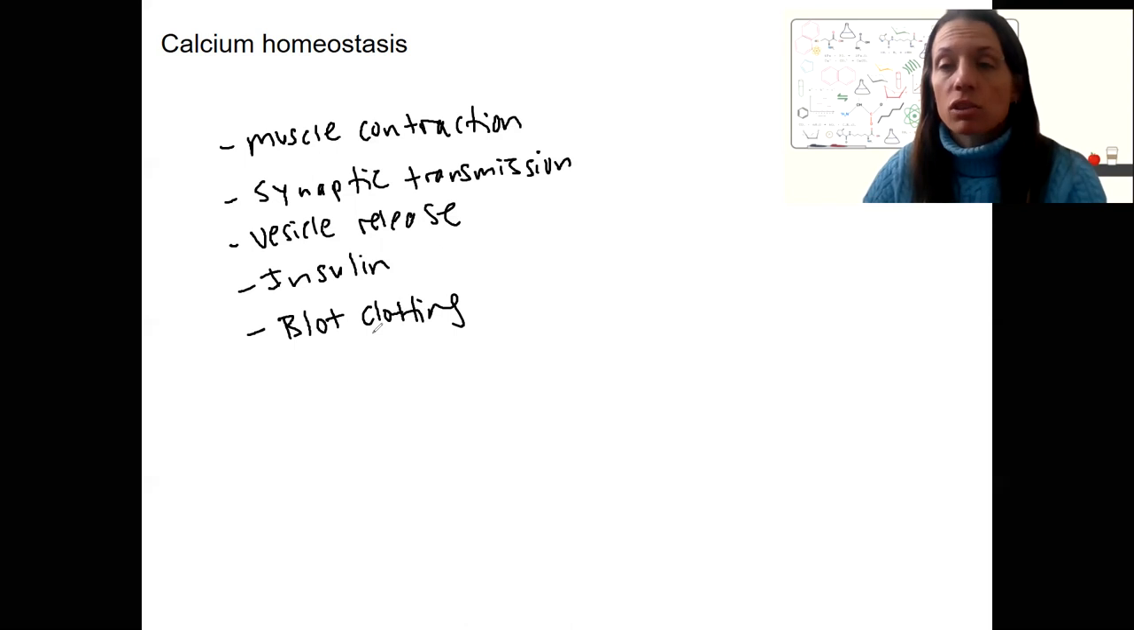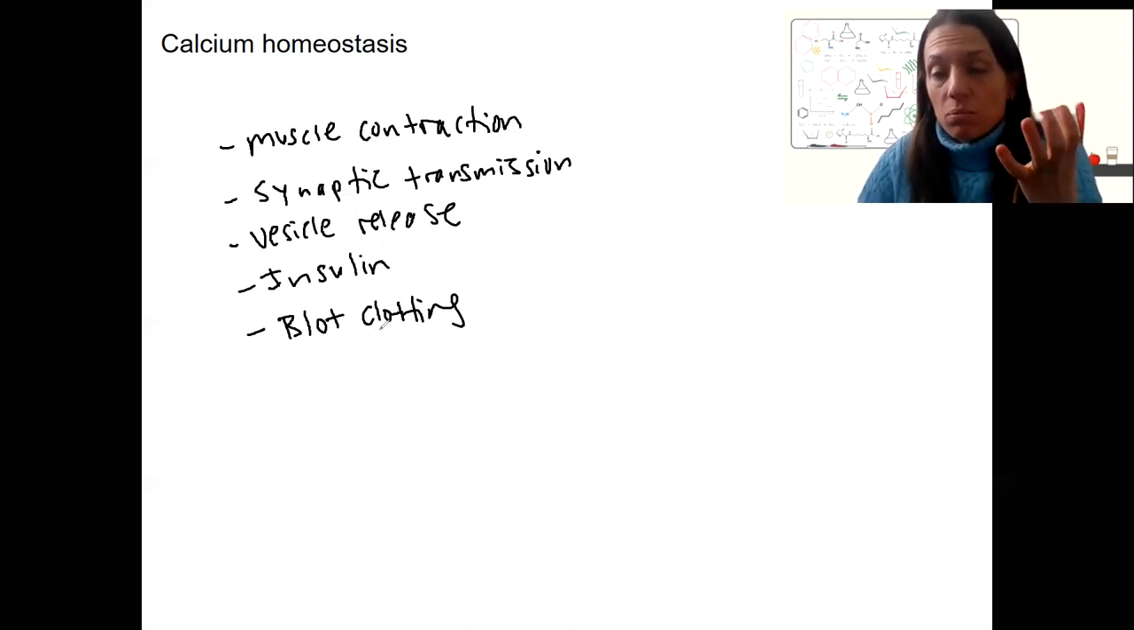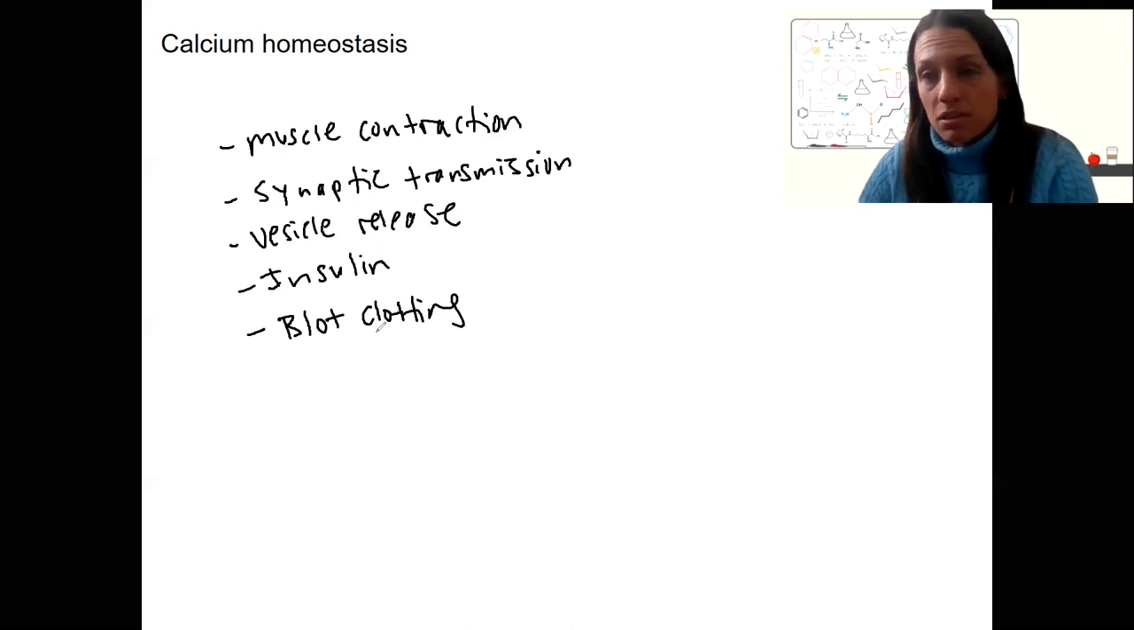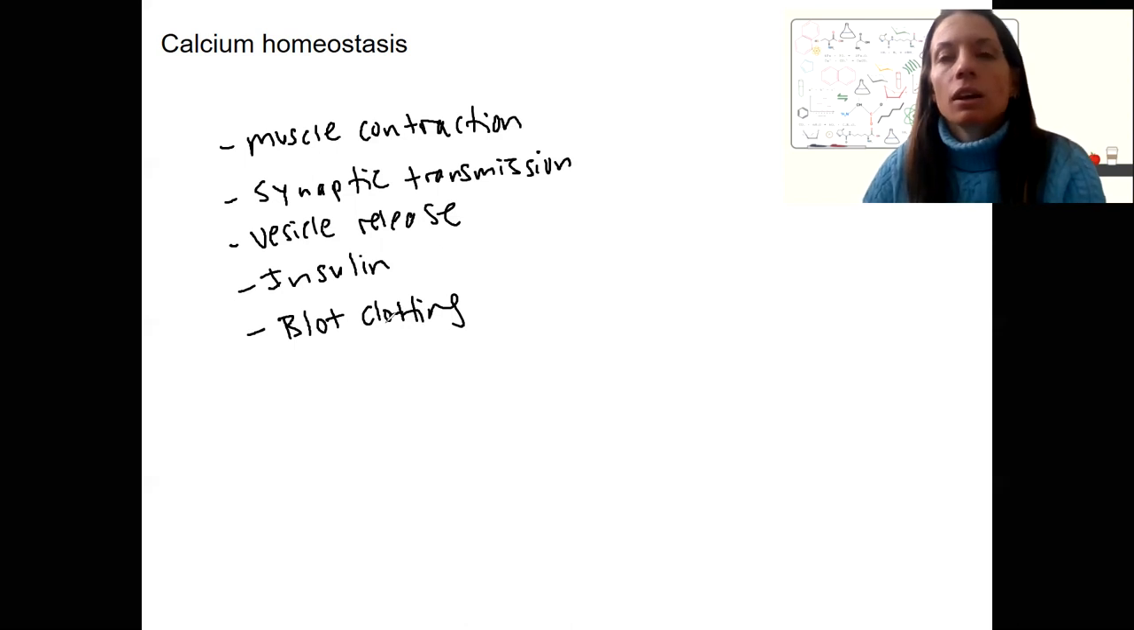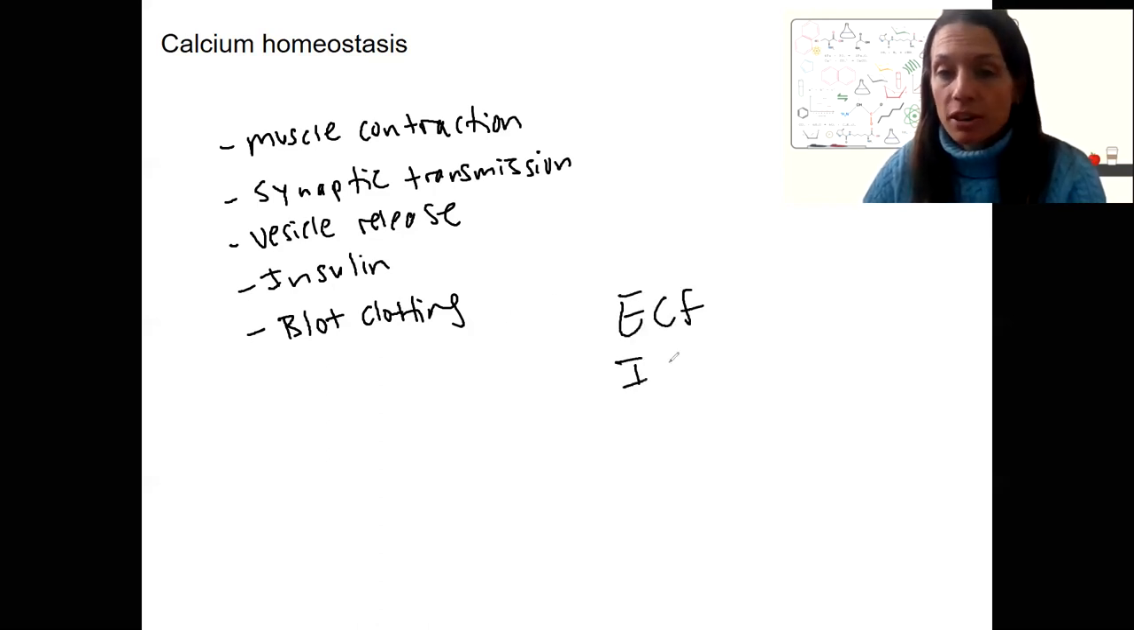Hypocalcemia can result in an under-functioning nervous system and lack of muscle contraction. Hypercalcemia can cause the opposite, like twitchiness, extra contractions, problems. We will talk about calcium with the cardiac muscle as well. So calcium needs to be maintained in both the extracellular fluid and the intracellular fluid, in the right amounts, right?